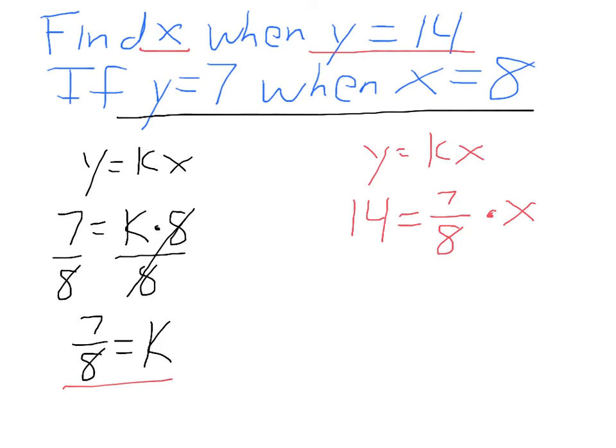Simplify 7 and 14? You could simplify 7 and 14. No, you gotta be careful of that. There's a special way you do this. Good. I multiply both sides by the reciprocal, 8/7. Multiply both sides by 8/7. That way here, those cancel out to give me the x.